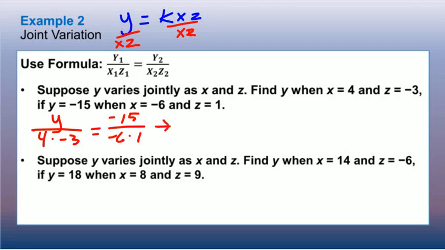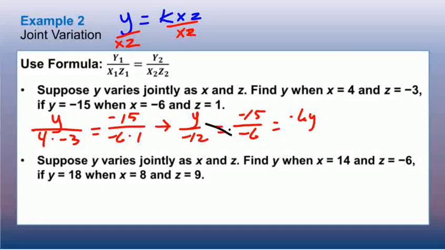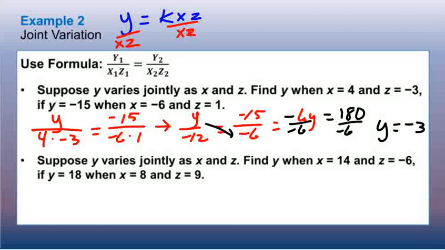So if I simplify that, that's y over -12 equals -15 over -6, which will give me -6y, if I cross multiply, equals -12 times -15, which is 180. Divided by -6, y is going to equal -30.